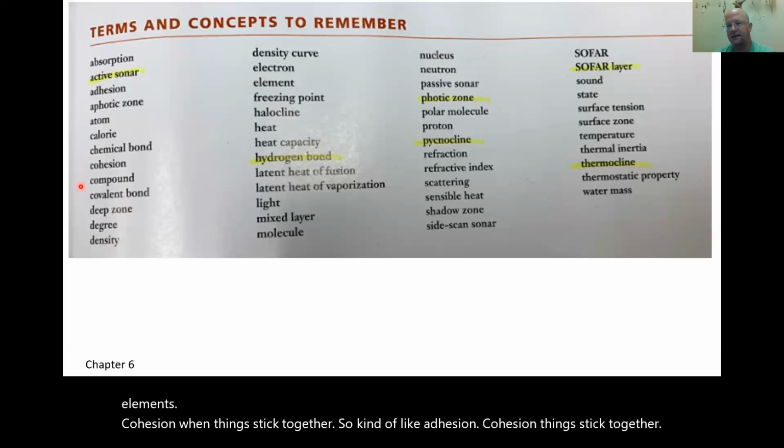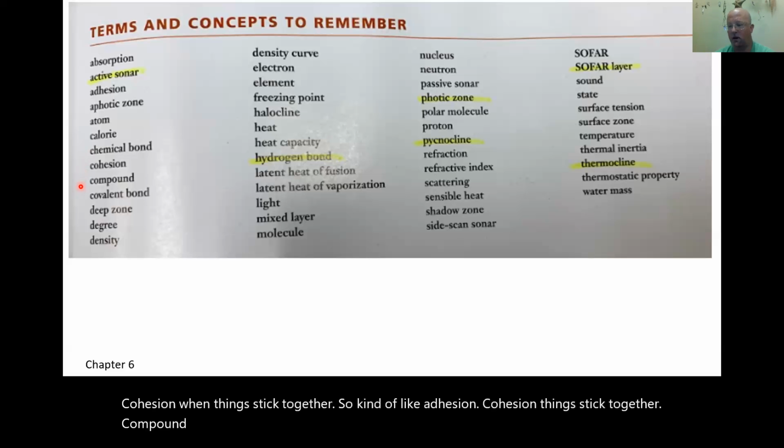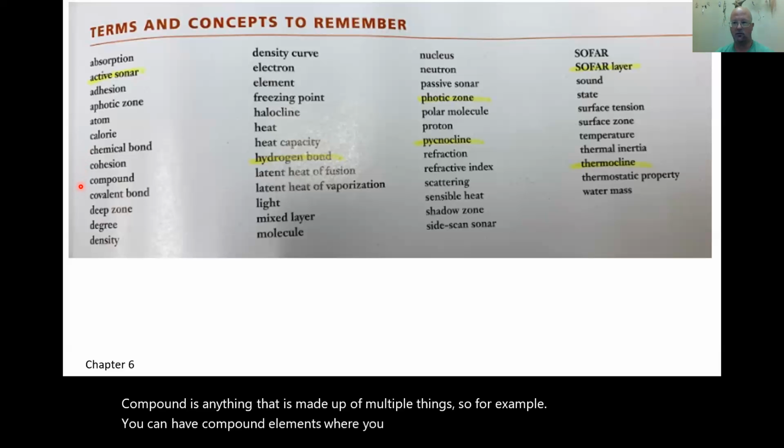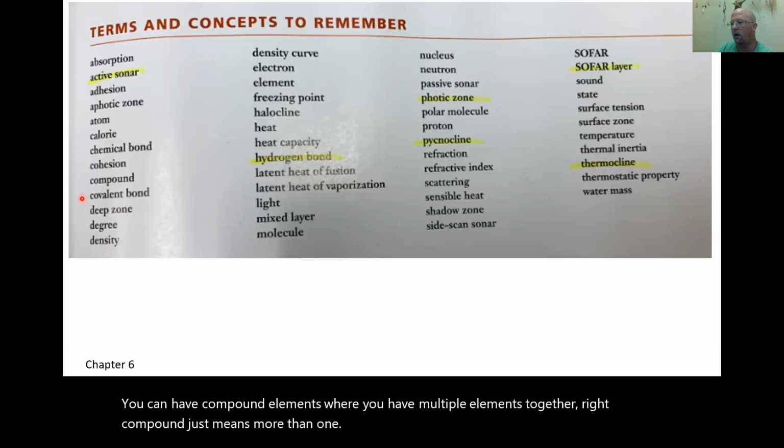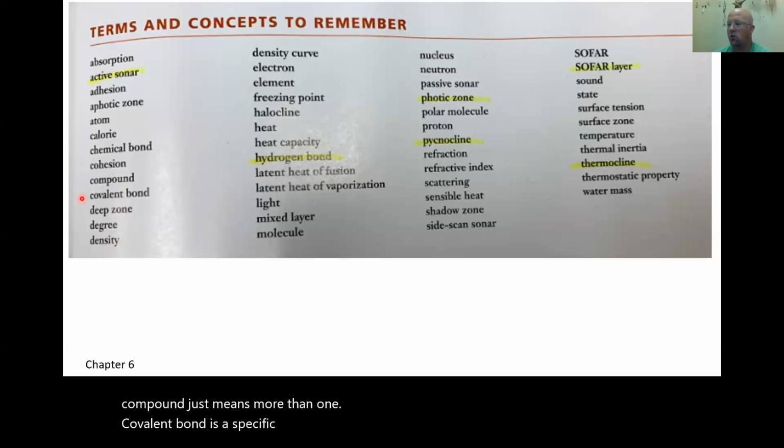Compound is anything that is made up of multiple things. So for example, you can have compound elements where you have multiple elements together, right? Compound just means more than one. Covalent bond is a specific type of chemical bond. Covalent bond is where they share electrons.